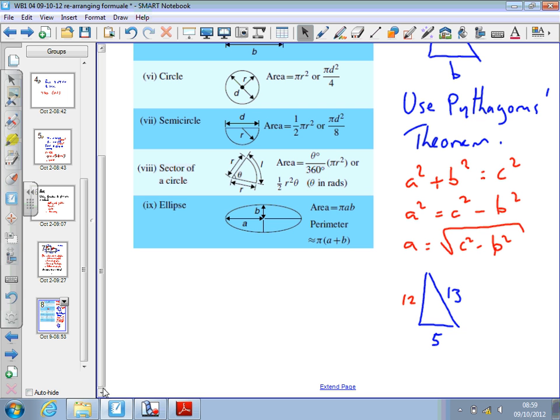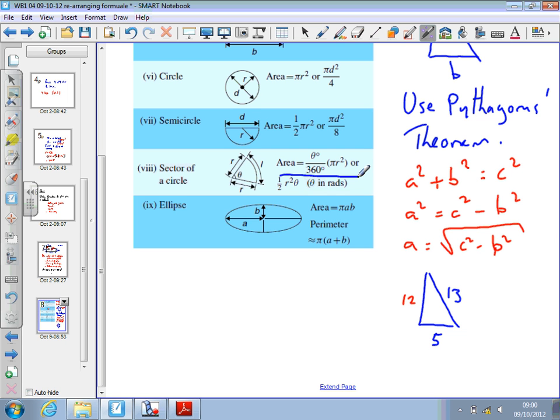Semicircle, not surprisingly, it's half pi r squared because it's half a circle. Look at the next one. This is an interesting one. Theta over 360 times pi r squared, or a half r squared theta in radians. We'll be talking about this idea of radian measure in a few weeks' time. Let's look at this particular bit of it now and see how that makes sense.